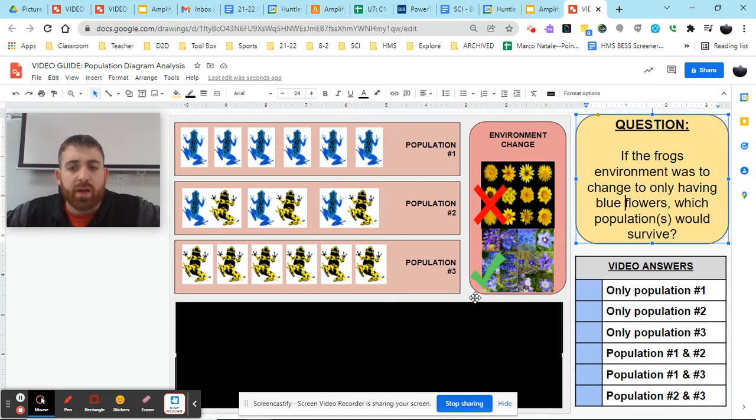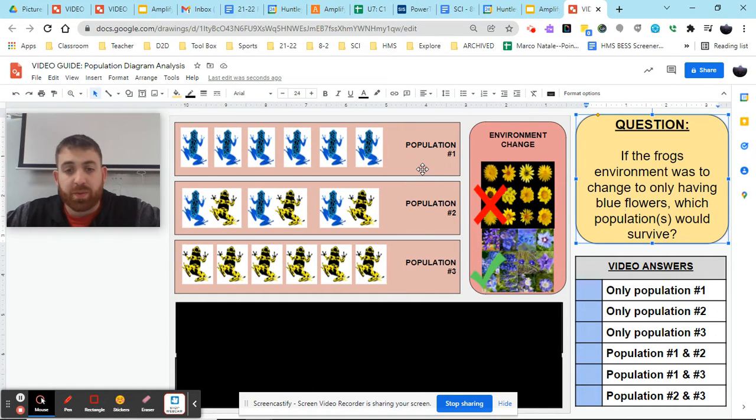You'll notice here in our diagram that we have three populations, some changing environment, and the question and answer. So let's go ahead and take a look at the question. If the frog's environment was to change to only having blue flowers, which populations would survive? So we have an environment that's changing from all yellow flowers to only blue flowers, and it's asking which of our three populations would survive.